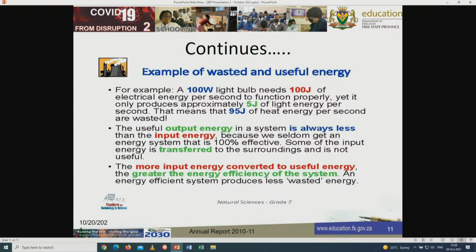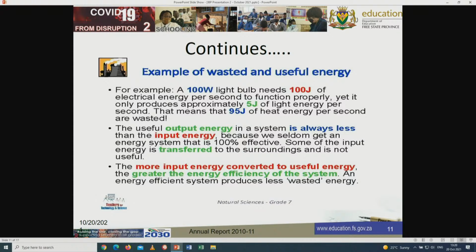Some of the input energy is transferred to the surroundings and is not useful. Some of that energy that is not used is released to the environment. Very much important word, key word, as wasted, and we don't need energy to be wasted because it's very much expensive. But it will be released to the environment.